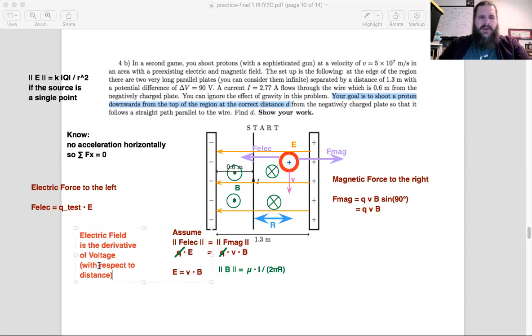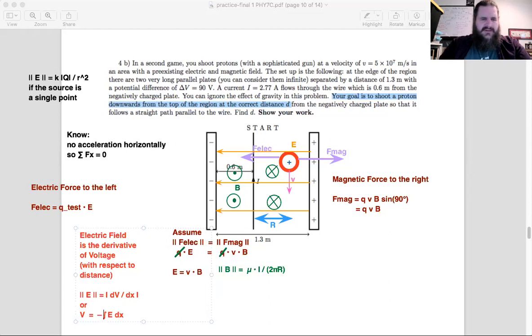So you can write this in 2 different ways. You could say that the magnitude of the electric field is the absolute value of the derivative of voltage with respect to x. That is, how strong the electric field is is all about how quickly the voltage changes from location to location. Or you could write it the other way. What's the opposite of a derivative? The integral. The voltage is the integral of the electric field with respect to position.